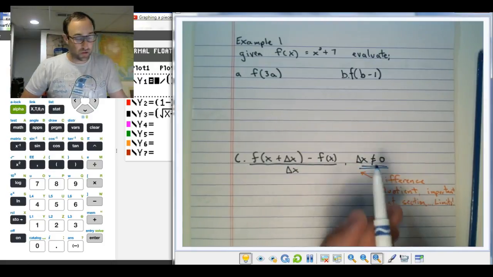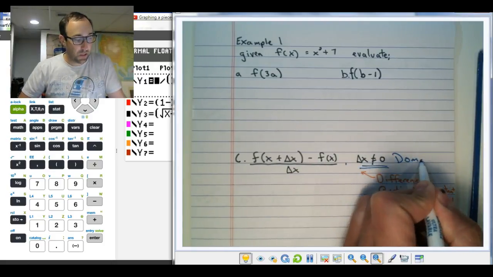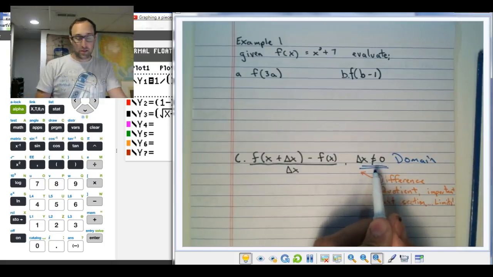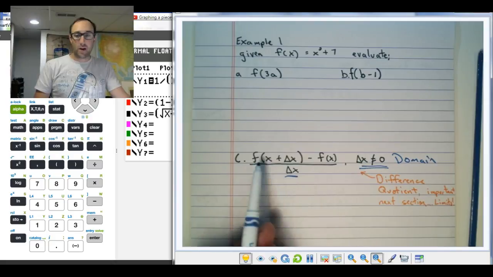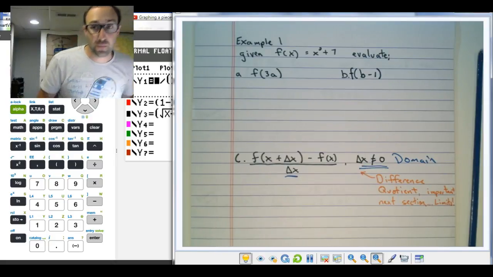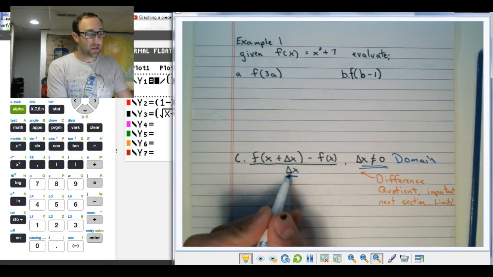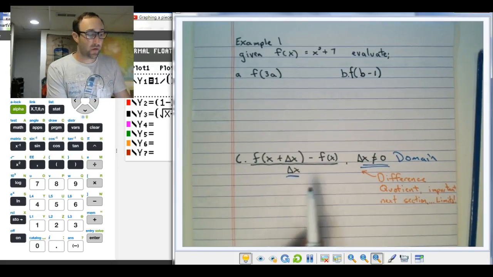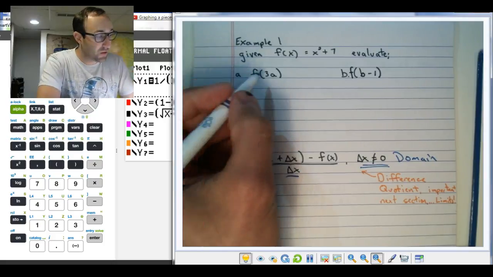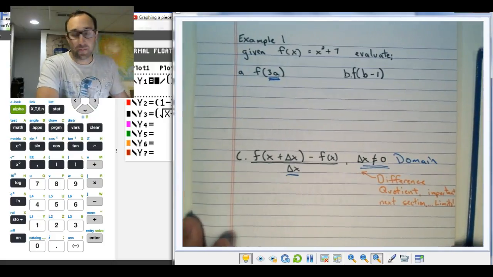This is one of those things when we're talking about domain. We have to say that delta x does not equal 0, because if it equals 0, then this whole thing is going to be divided by 0, and then we'll get an error. So that's the only time we can't have delta x be defined. So we have to say that it does not equal 0, so that way we don't have this whole thing fall apart.